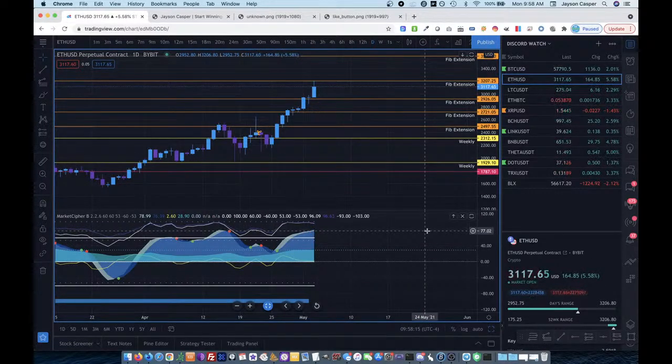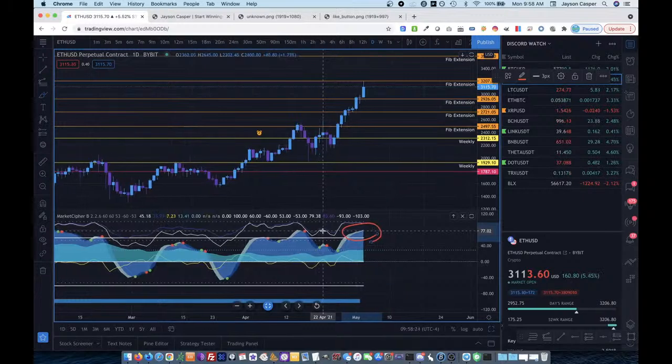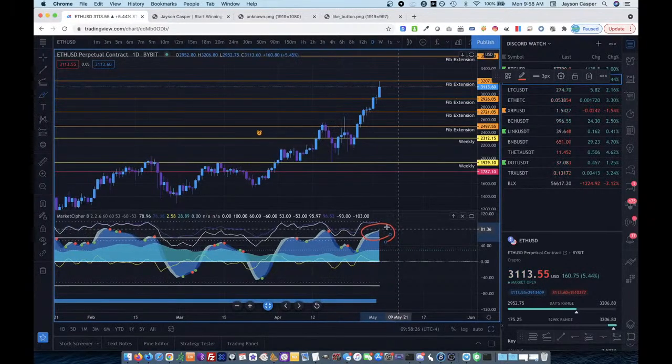So as I was saying last night, things are very hot and heavy for Ethereum on the daily time frame. Things are getting overextended. It looks like it's time for us to cool off. Things are hot and heavy.